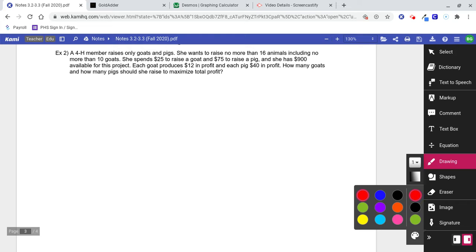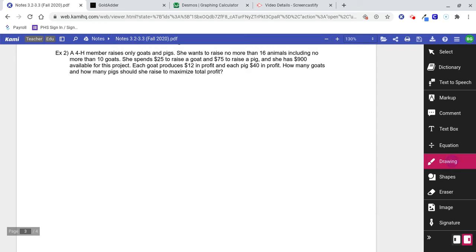Okay. So again, I like to start at the end because that tells me the variables. I'm going to call goats X and pigs Y. And also it says straight up, she'll maximize profit. So we know this is a maximize problem. Okay. So I know what my problem looks like now.